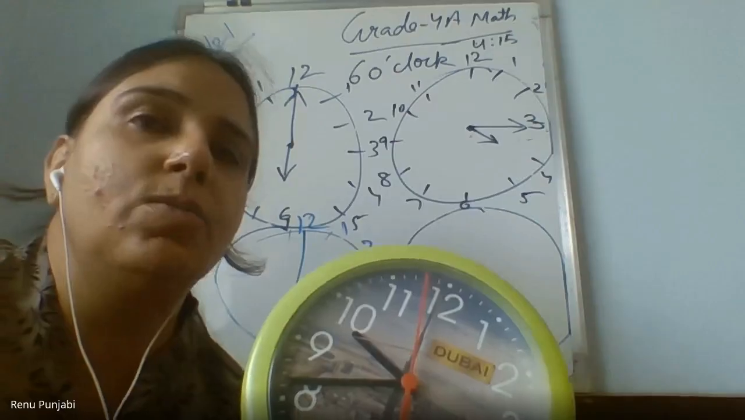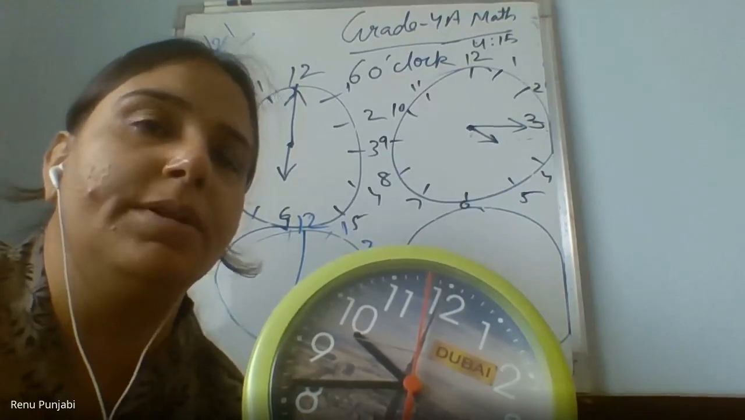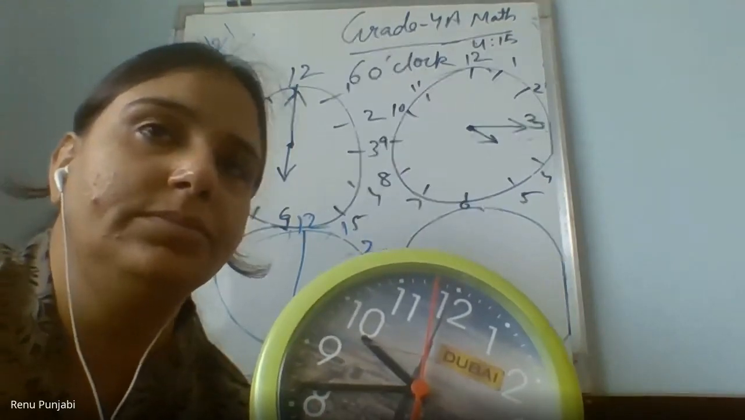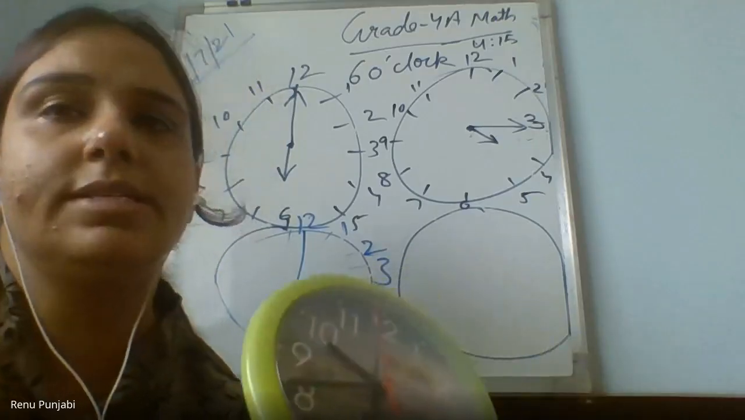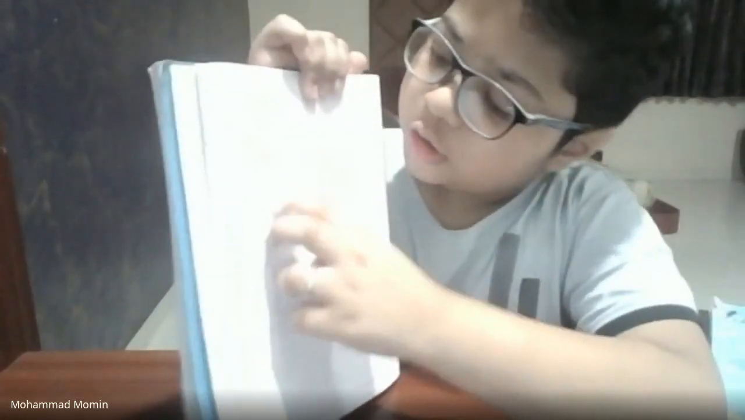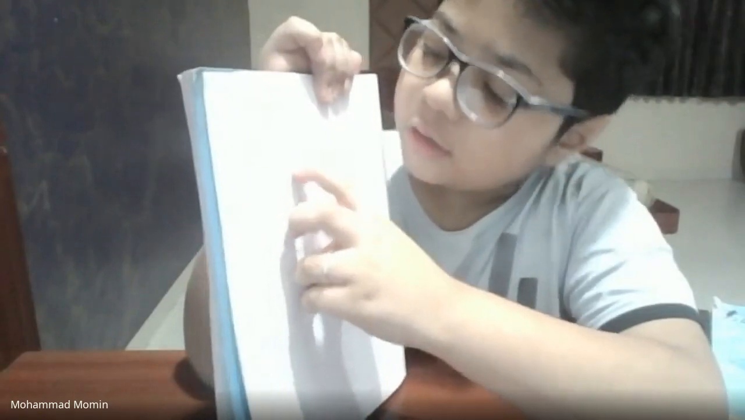Okay. Yes. So what time is your clock showing, Mohammed Momin? My first clock is showing 6 o'clock. So where is the short hand and where is the long hand? Ma'am, the short hand is on 6 and the bigger hand is on 12.